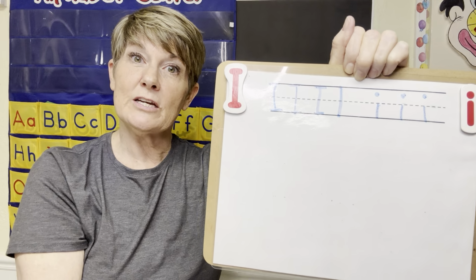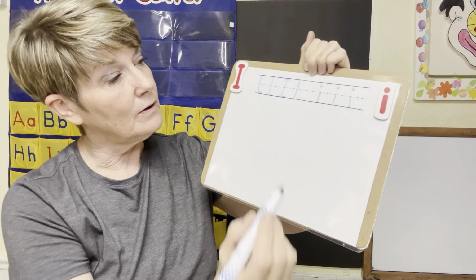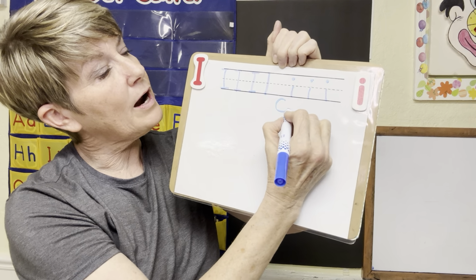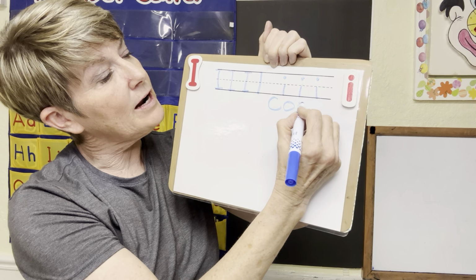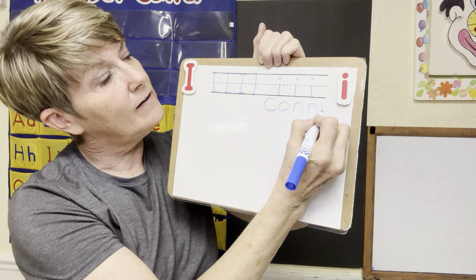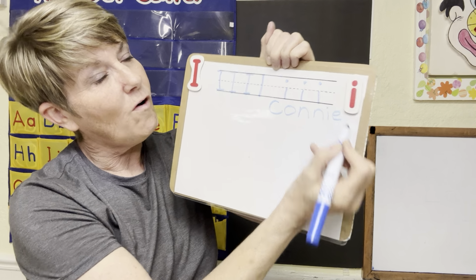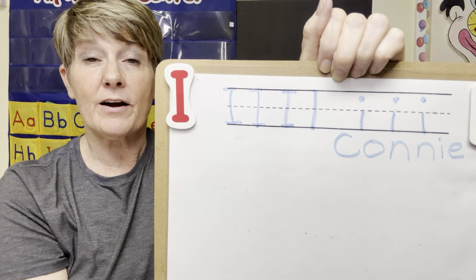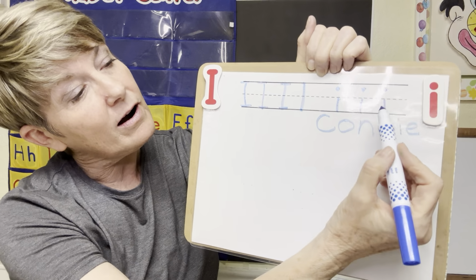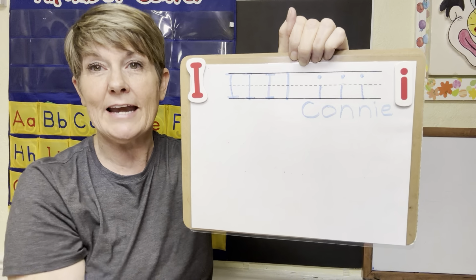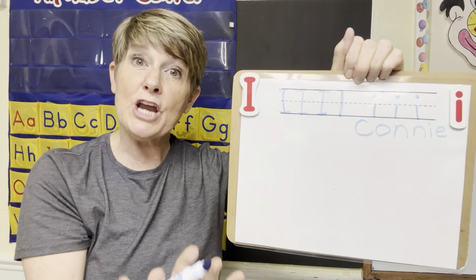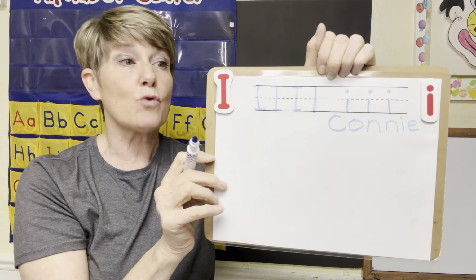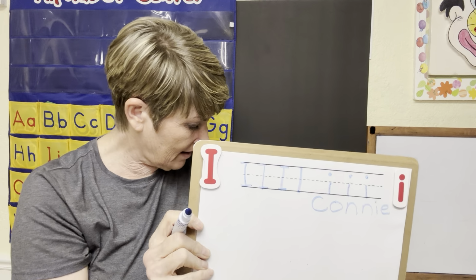Do you know what you need to write on your paper too? Let's write your name on it. Can you write your name on there? We need to add our names. We've got our capital I, our lowercase I, and our name on there so that we know it's your paper. Now we're going to draw something. Let's look right here.